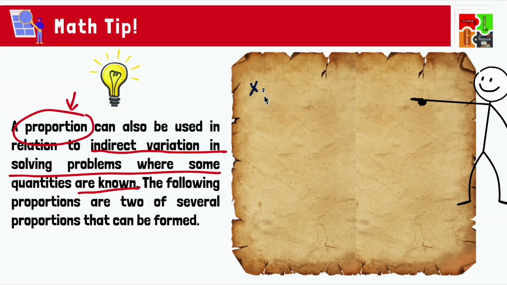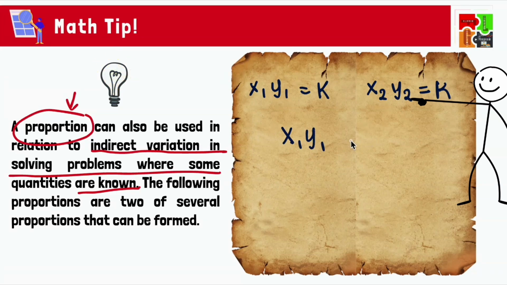Yung first value ng x natin, kapag pinag-multiply mo yan sa first value ng y, alam natin kapag inverse variation, that is equal to k. Right? So second value naman ng x natin, x sub 2, pag pinag-multiply natin sa second value ng y, we all know that the equivalent would be the constant as well. And as you can see, the constants are the same. So ibig sabihin, we can conclude that yung x sub 1 natin, when you multiply it to y sub 1, that is equal to this particular given. So again, equal itong dalawang ito.